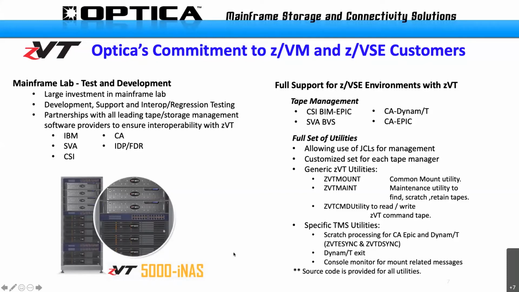So these utilities are provided with every environment. And then we have the specific TMS utilities, which are built for each one of the tape management systems. So we have CA Epic and DynMT, and for both we provide what we call the sync utility. So when you scratch a tape in your tape management system, you run the utility and it will send a command to scratch the volume on the ZVT as well, without having to run any other report processing or whatever. We go directly to the catalog in both Epic and DynMT and send the commands to the ZVT to synchronize with the catalog.